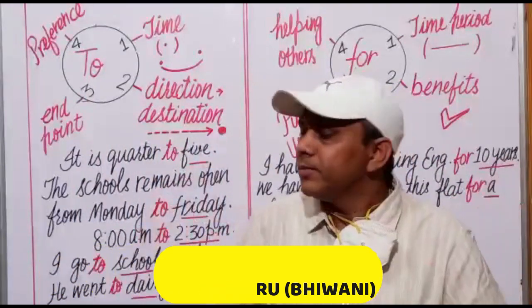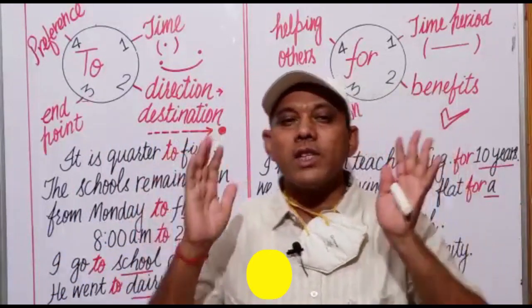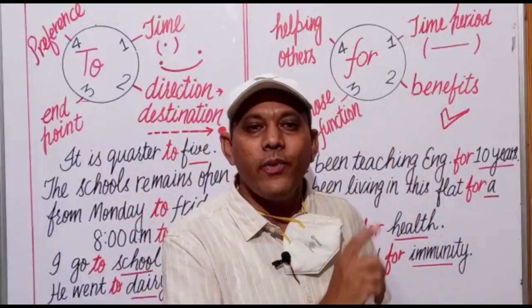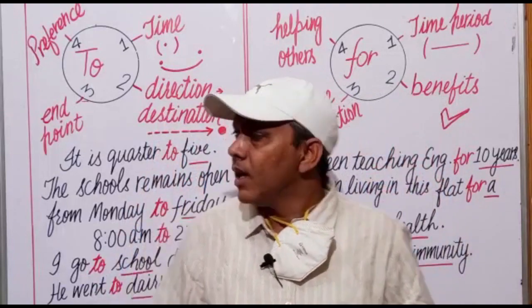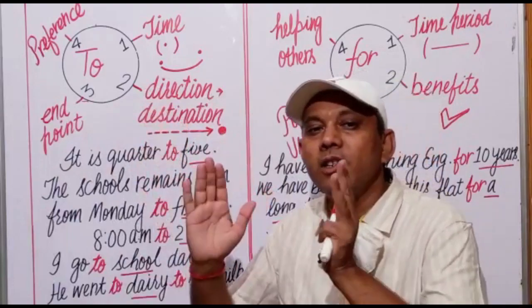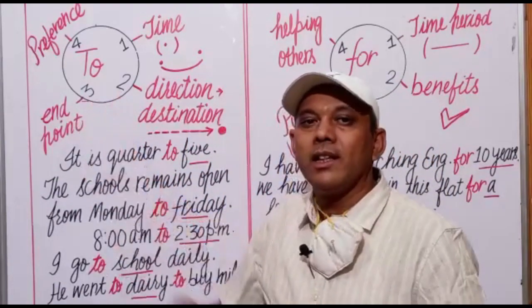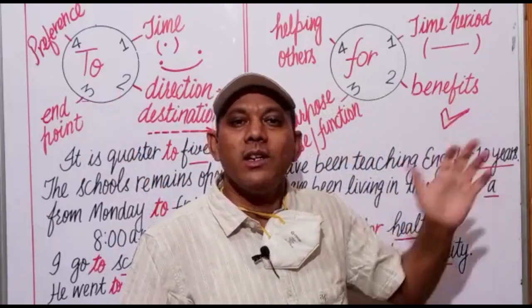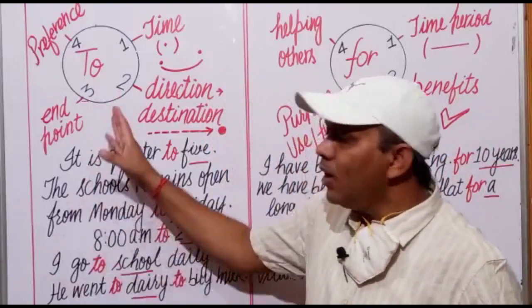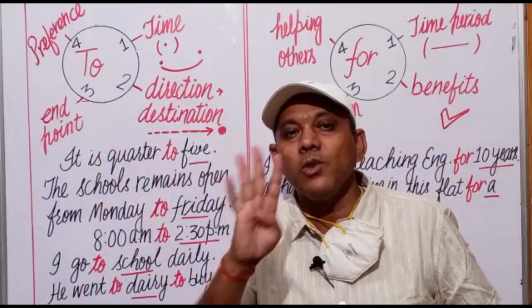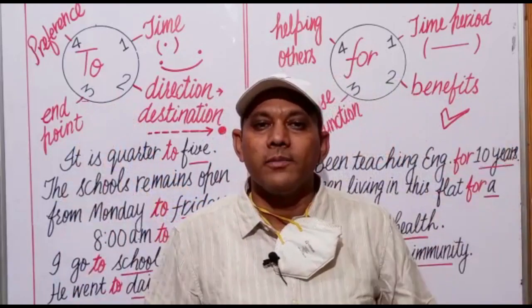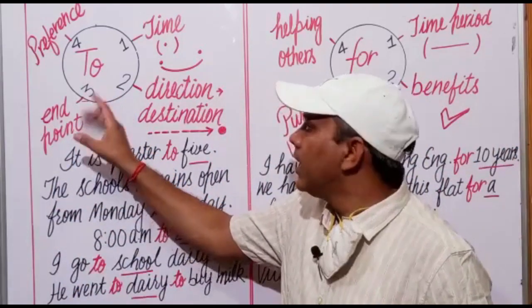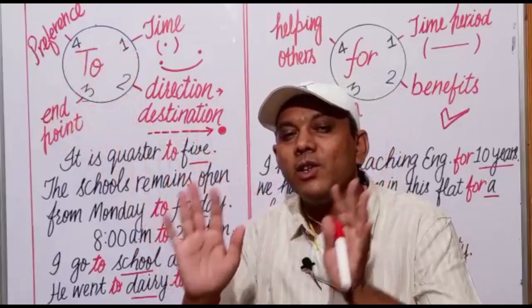Watch this video to know the uses of to and for in different situations and different sentences. First of all, where do we use to? Then, where do we use for? Now, there are four basic uses of to and for. In case of to, there are four basic uses.